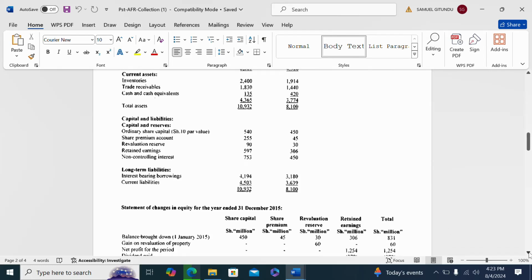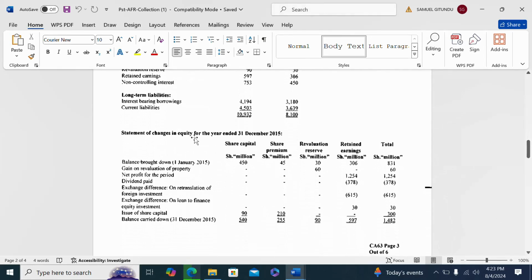Then you are also given a statement of changes in equity for the year ended 31st December 2015. So you have the balance brought down. We have share capital, share premium, revaluation reserve, retained earnings. Then we have the total. So we have gain on revaluation of properties, 60 million, net profit, dividend paid, exchange difference on retranslation of foreign investment, exchange difference on loan to finance equity investment, issue of share capital, and then balance carried down.